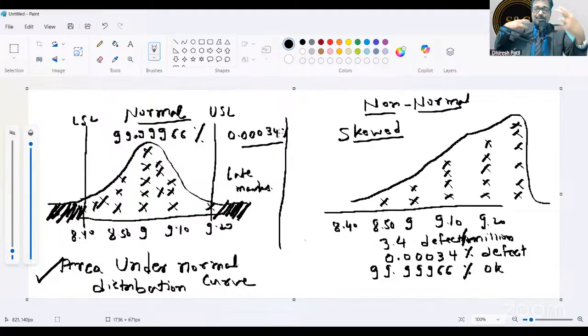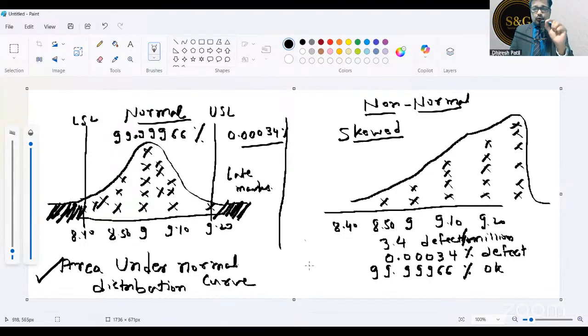Clear? I'm just giving you a background why it is important for us to check whether it is normally distributed data or non-normal distribution. Clear? Just give me a quick yes. Everybody clear? The background funda is clear? Why it is so important? Very good, super.